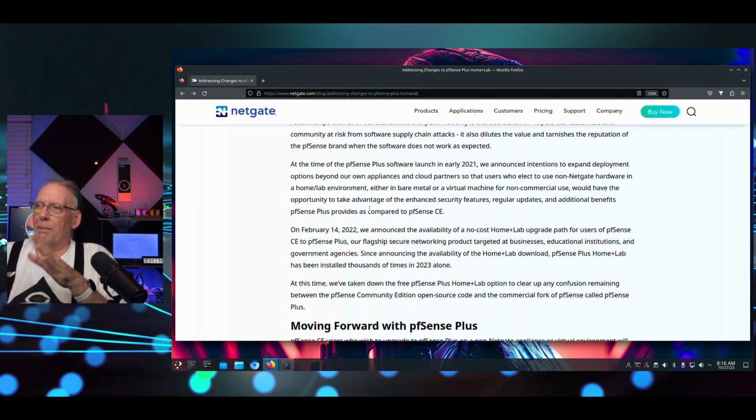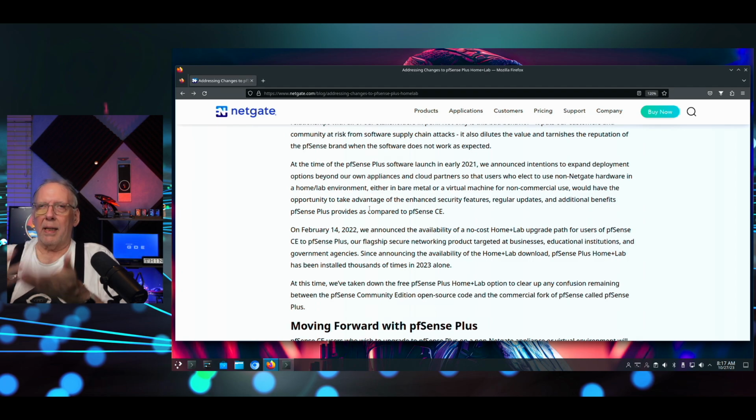So the pfSense Plus Home and Lab all came about back on Valentine's Day of 2022, where they offered this no-cost home and lab version of pfSense Plus. So all you had to do was, you could take your existing version of pfSense CE, Community Edition, and then you could just get a license from the website, the portal, and then you could apply it to your pfSense CE.